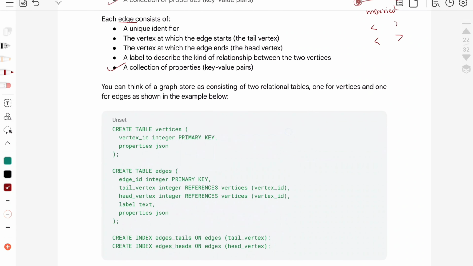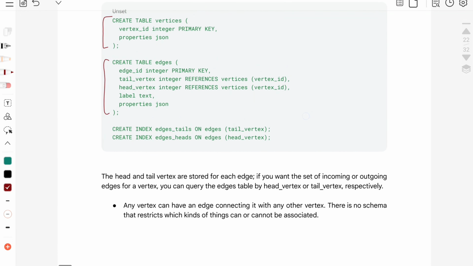You can think of a graph store as consisting of two relational tables, one for vertices and one for edges. So here are the two tables. Now the head and tail vertex are stored for each edge. If you want the set of incoming or outgoing edges for a vertex, you can query the edges table by head vertex or tail vertex respectively.